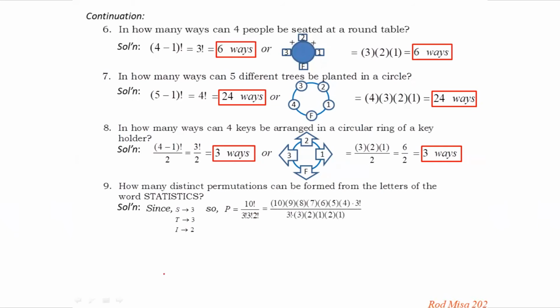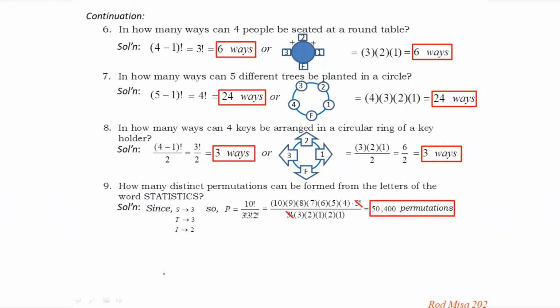So solving this one, the 10 factorial can be expressed as 10 times 9 times 8 times 7 times 6 times 5 times 4, and then times 3 to 1. But the product from 3 to 1 is 3 factorial, so that we can cancel this one from the denominator. So therefore, our product is 50,400 permutations. So there are 50,400 distinct arrangements we can form from the letters of the word statistics.